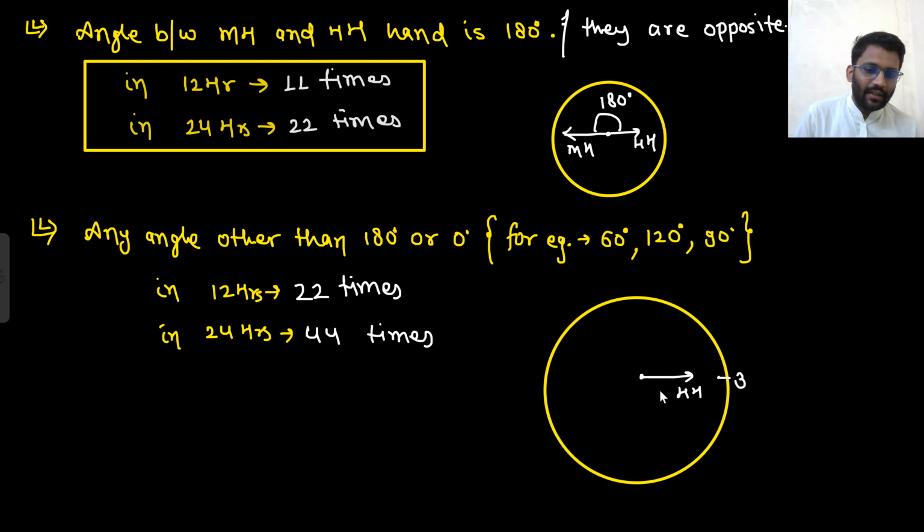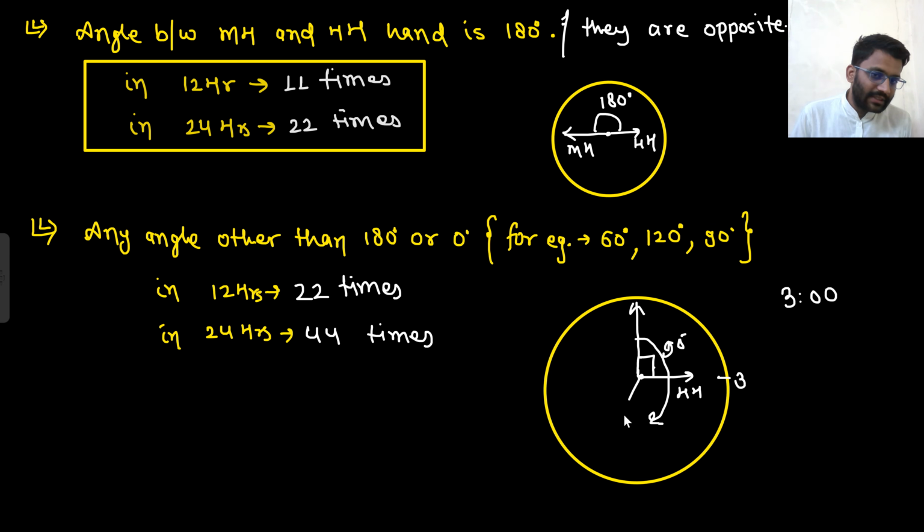Here is your hour hand and here is your minute hand. What is the time? 3 o'clock, right? What is the angle? 90 degree. Now what will happen? This minute hand will start moving. This hour hand will also move and this minute hand will also move.